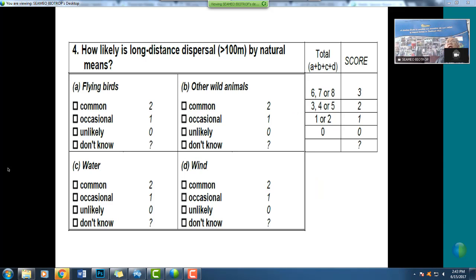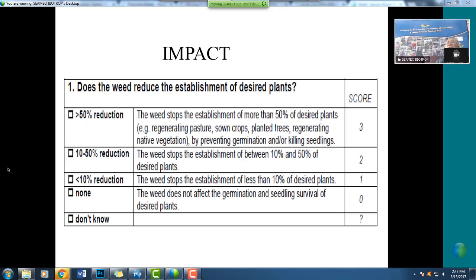And then another one: how likely is long distance dispersal? If the seed is easily distributed, then the plant will be predicted to become invasive in the future. Next slide. Also the impact.